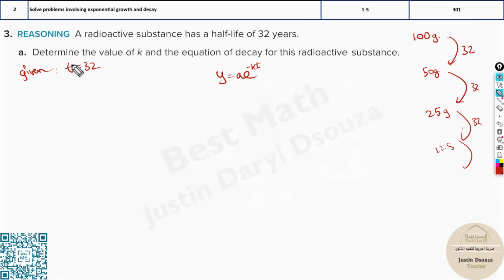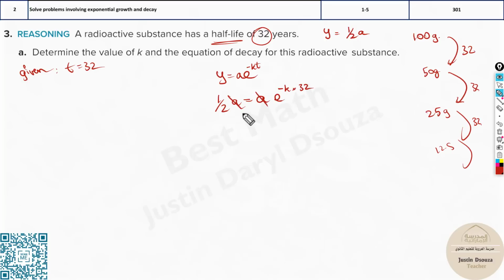Here it's always in 32 years that it becomes half. So that's the time t. Now there is a very important thing. Whenever they mention half-life, there is a rule which you must remember: y is always equal to half of a. Why? Because when you put t as the half-life, t is 32 years. After 32 years, y will be half of a. If the initial amount was 100, y will be 50, right? So directly we can take half a as y, that is equal to a e to the power minus k, we don't have the k value, we have to find it, times t, and we know t is 32.